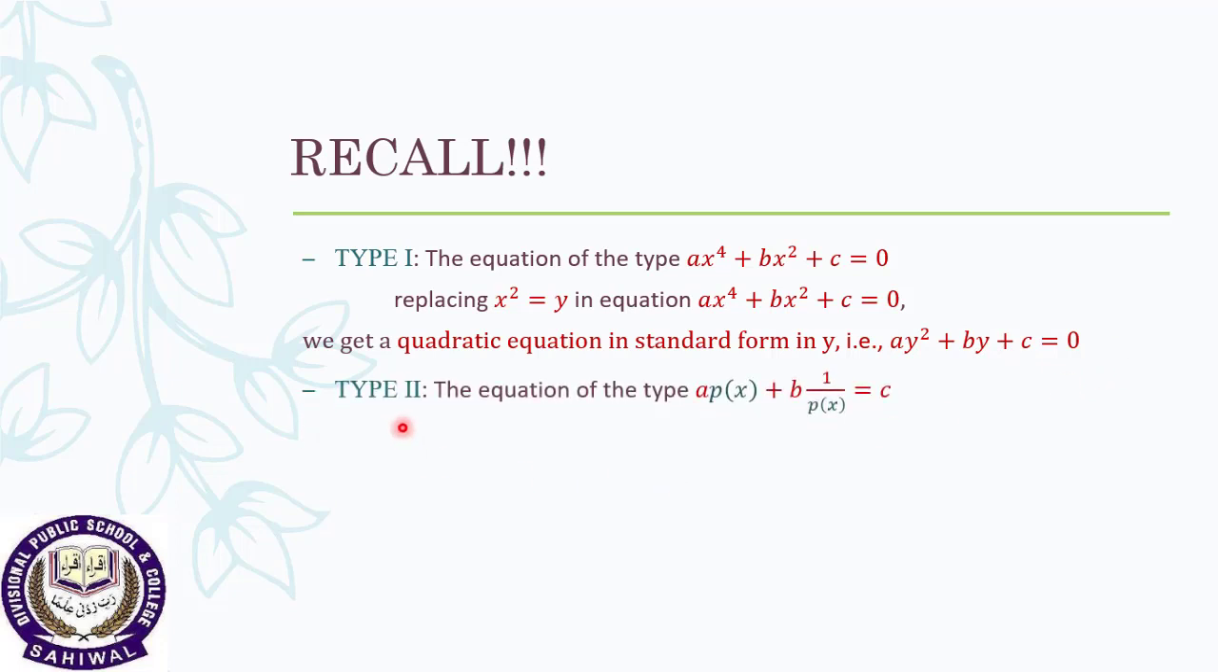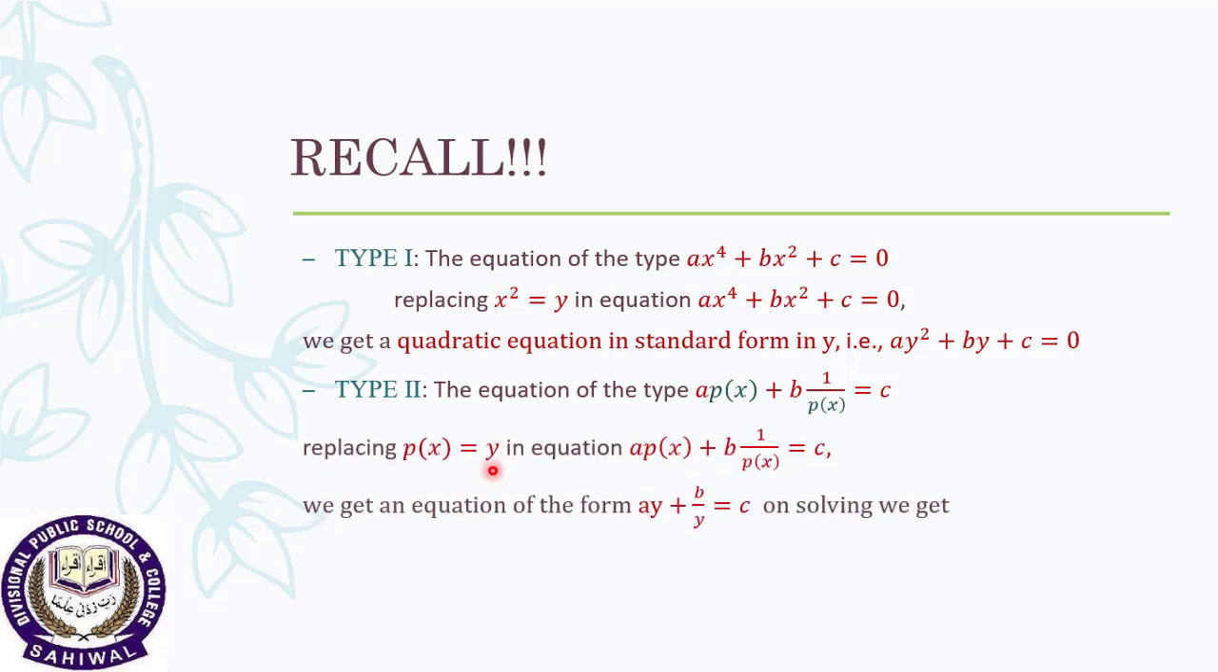The second equation is of the type a multiplying with a polynomial plus b dividing by a polynomial equal to c. In this equation, if we replace the polynomial by y, we get a new equation ay plus b over y equal to c. And if we solve it and write it in the standard quadratic equation form, we get ay square plus cy plus b equal to 0. And today we are going to discuss type 3, 4 and 5.